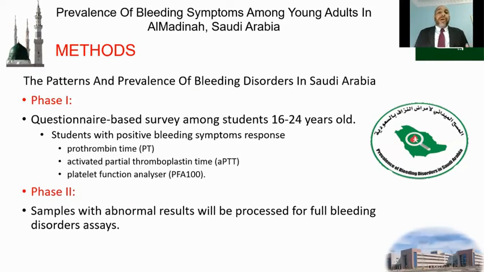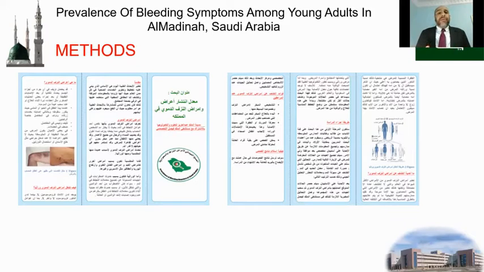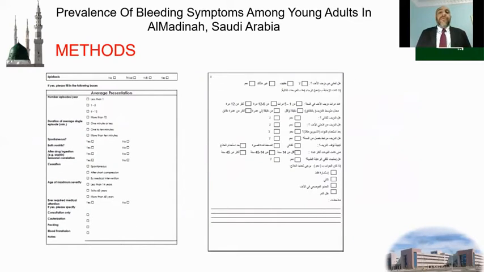What I'm presenting today is phase 1, which is the symptoms in the Al-Madinah region, part of the project. This is the research committee approval, and this is the consent for each patient. And this is an Arabic flyer, which explains the project to the people who are going to enter it. And these are the 2 versions of the questionnaire, Arabic and English. It is run by a trained interviewer, depending on whether the candidate would like the English or Arabic version.